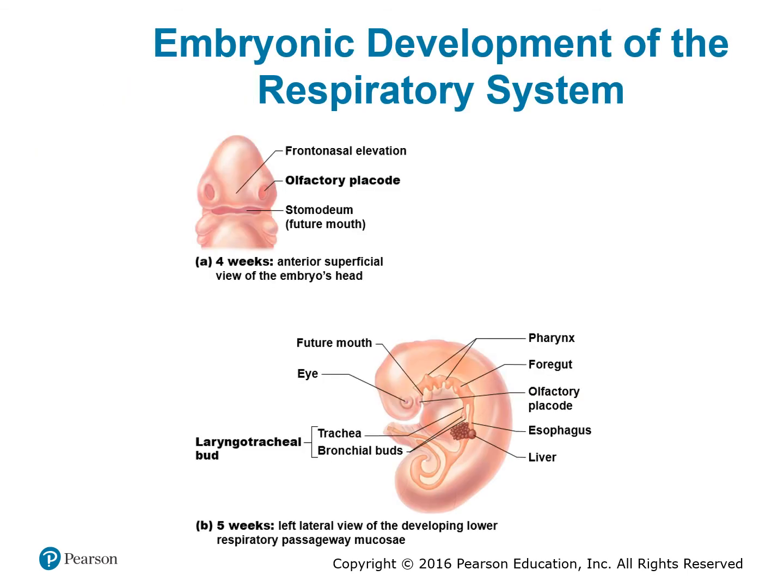Now let's briefly talk about some embryonic development aspects of the respiratory system. So the upper respiratory structures will develop first. The olfactory placodes invaginate into the olfactory pits, which form the nasal cavities, and these are present by week 4. The laryngotracheal bud is present by week 5.